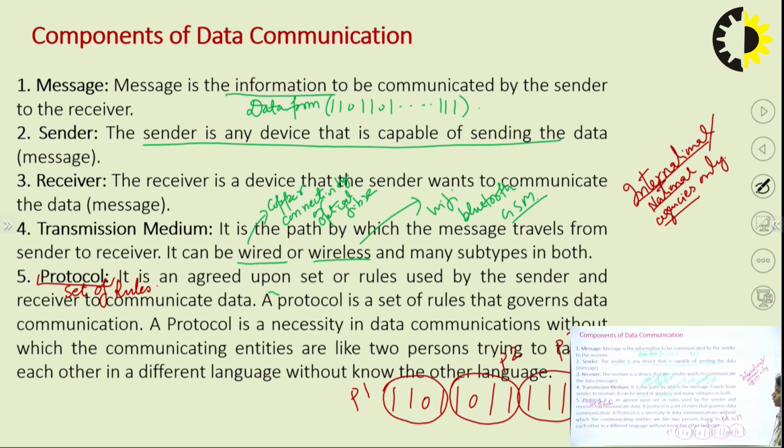So the protocol is a set of rules that governs data communication. If the protocol says you can transmit only one packet at a time, then I can only transmit one packet at a time. If the protocol says one packet should be only of 4 bits, then I will make packets of 4 bits only, not more than that. Otherwise, your data will be lost in the environment. So the communication follows some set of rules which is necessary. So the components of data communication here are message, sender, receiver, transmission medium, and then protocol.